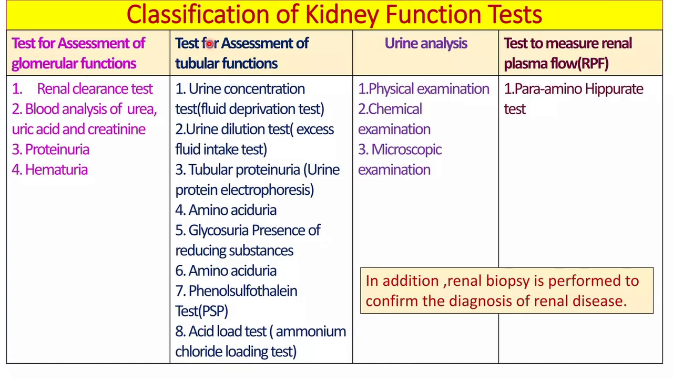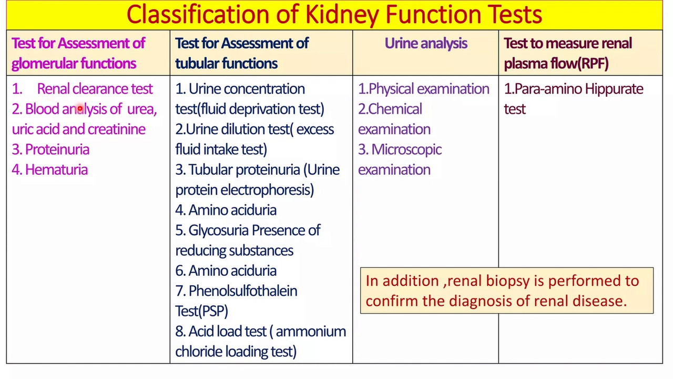So you all know that kidney function tests are divided based on the tests for assessing the glomerular function, tubular function, urine analysis, and tests to measure the renal plasma flow. So glomerular function को हमको assess करना है. So what all tests we do? We do the blood urea, blood creatinine, proteinuria, hematuria and the clearance test. And here comes your creatinine clearance test.